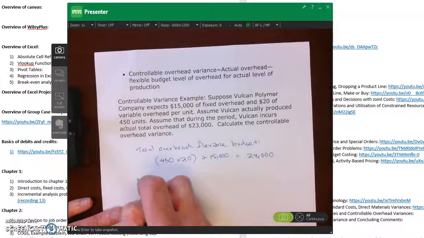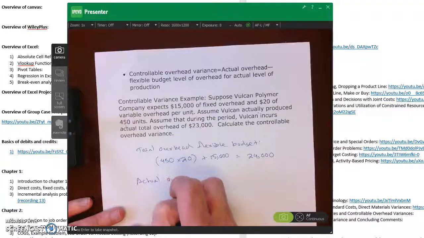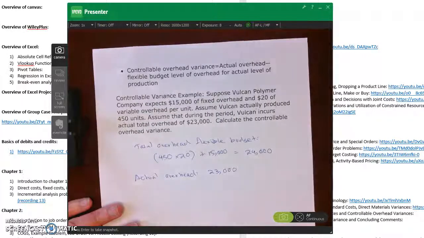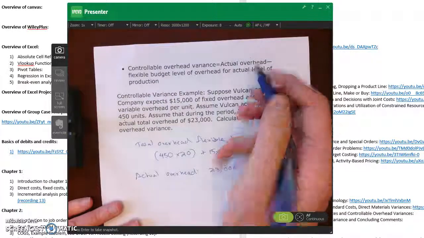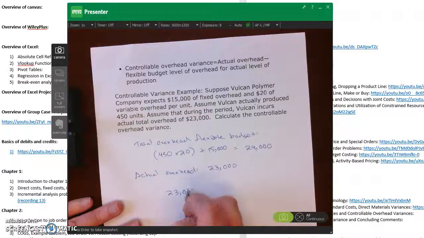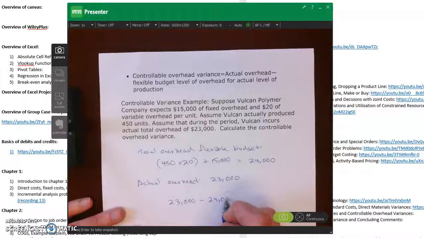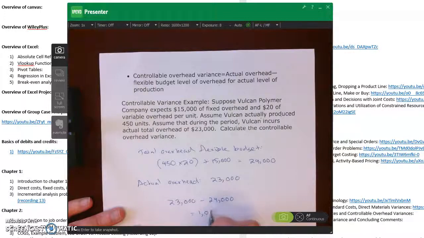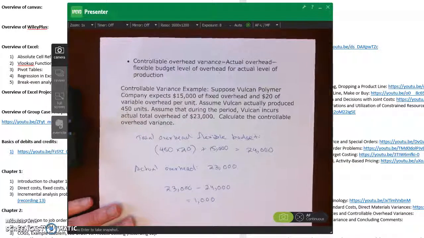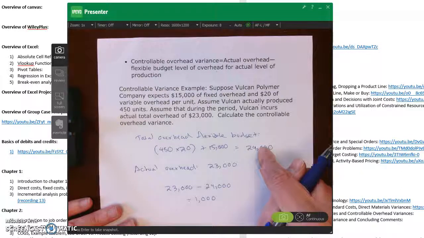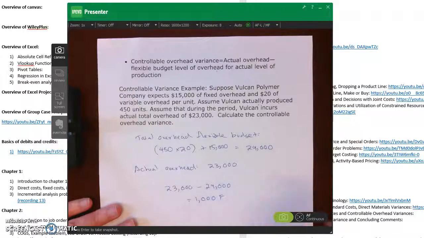And then we say, well, how much actual overhead did they have? They had $23,000. So we can say our actual overhead, following the formula, minus the flexible budget of $24,000, gives me $1,000. And remember, we show this as an absolute value. Is this favorable or unfavorable? Well, actual is less than what you should have had, so that's favorable.